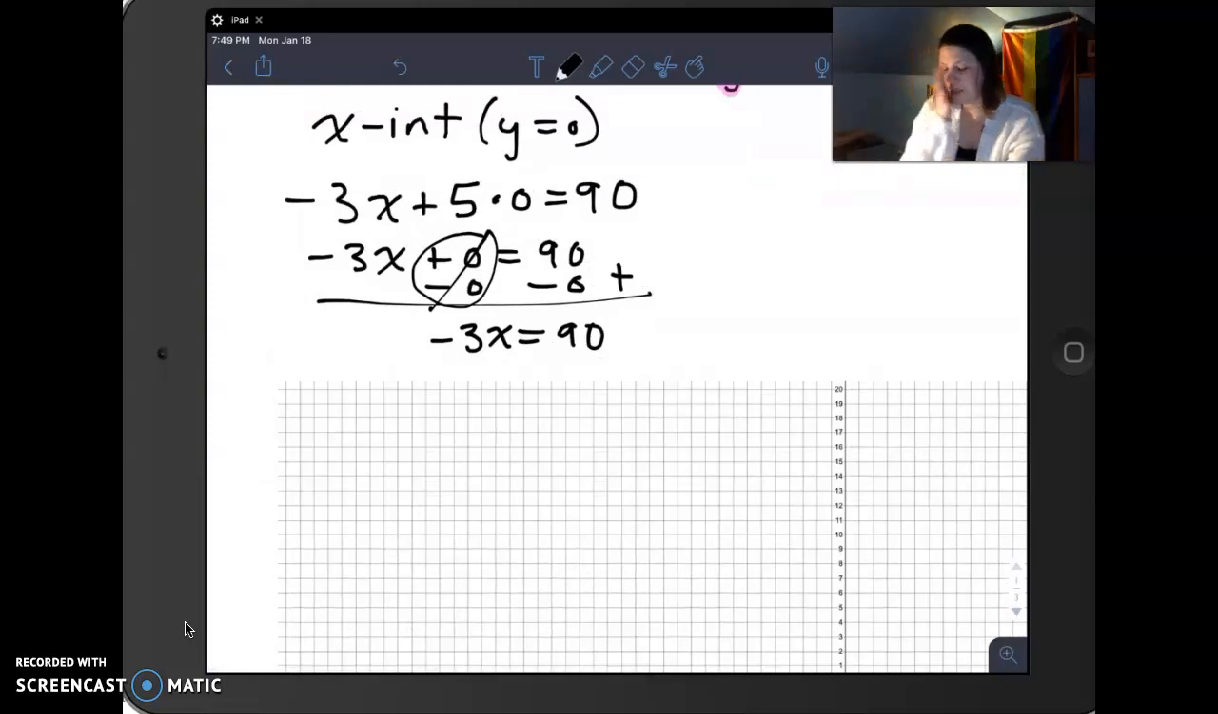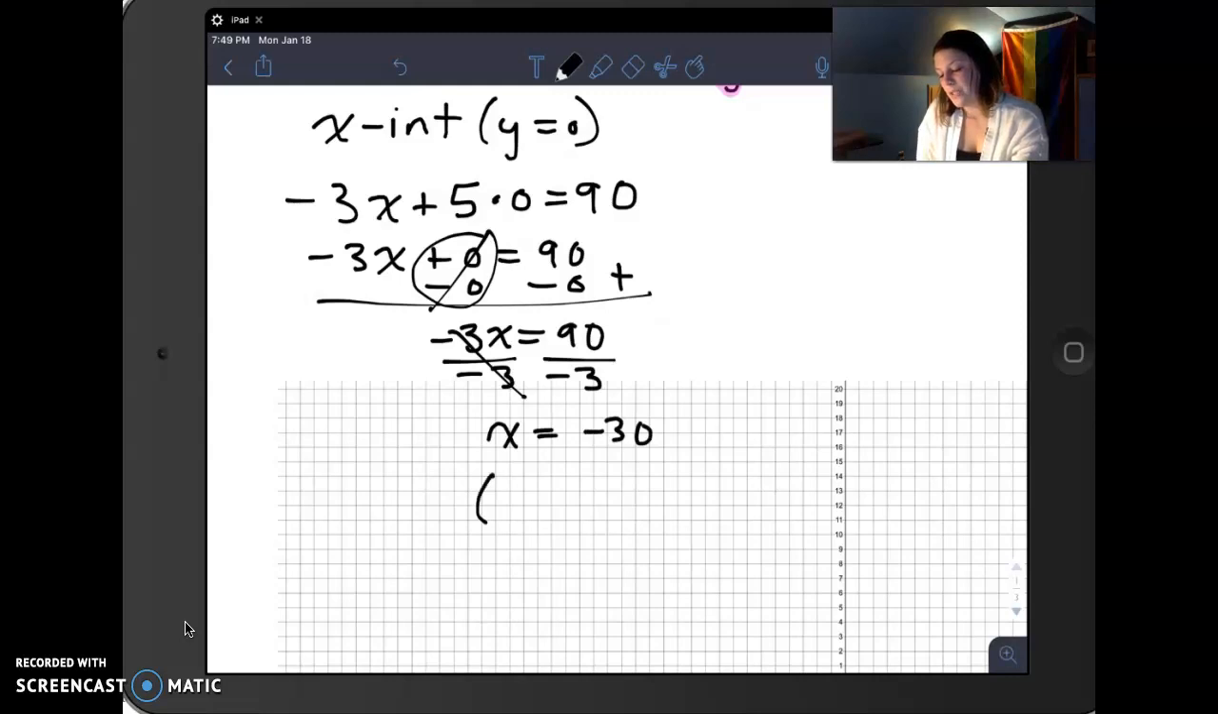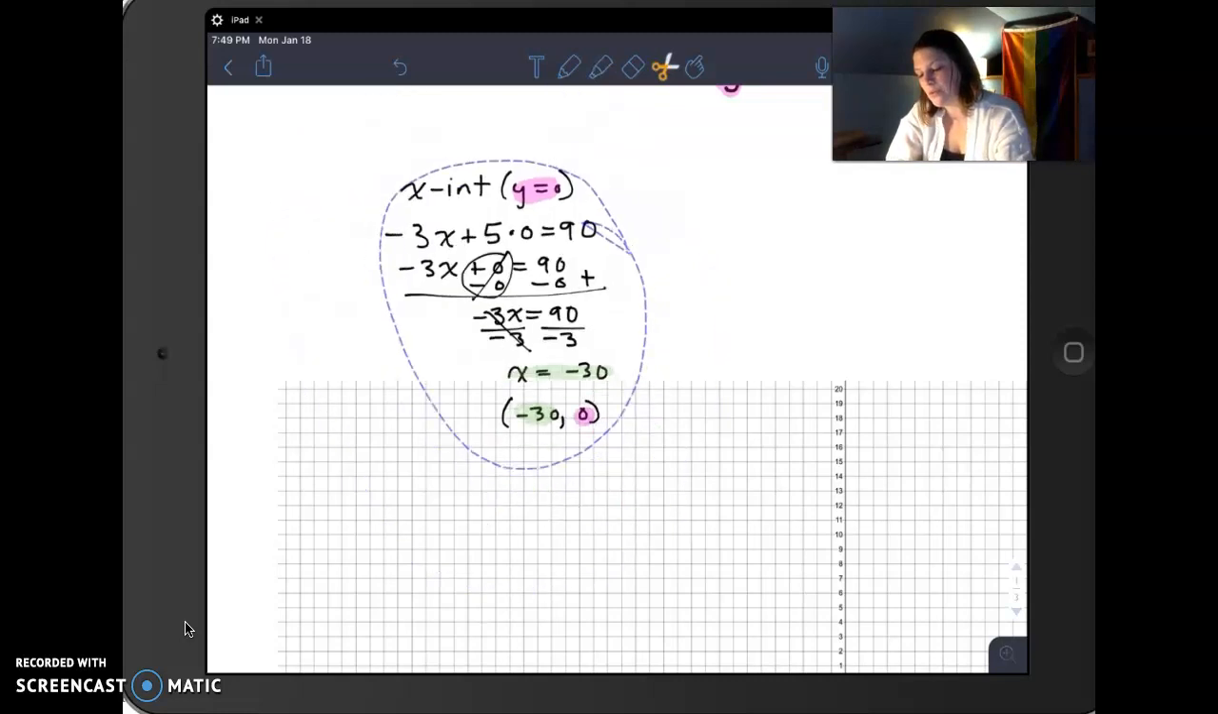And then when we divide both sides by negative 3, we're going to get x is equal to negative 30. So really what's going on here is we found the point where y equals 0. That's the y part of the point. And then the x is negative 30. We solved for that.